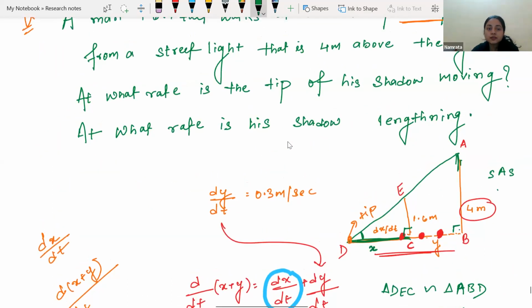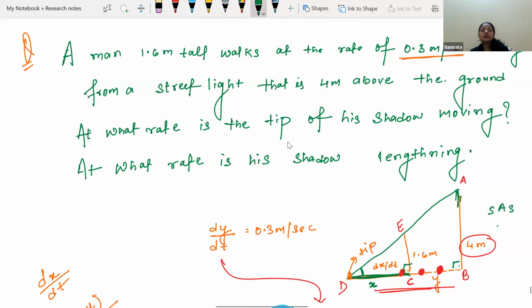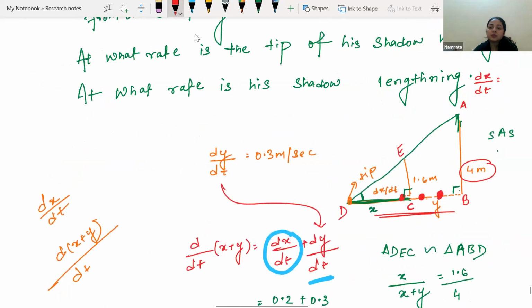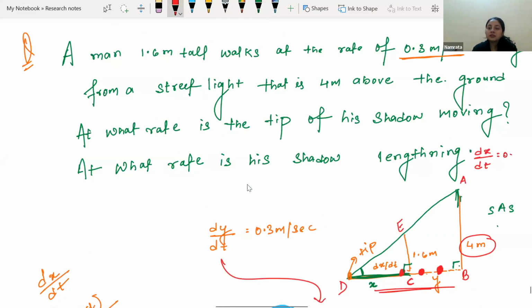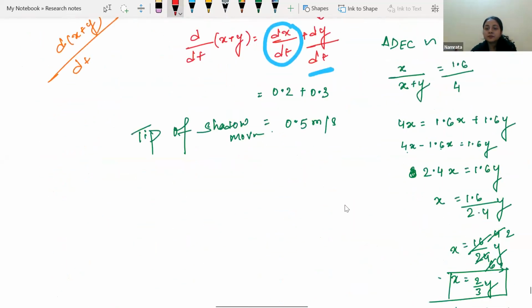We have to do the next part also. At what rate is his shadow lengthening? This is talking about the length of the shadow, which we have assumed as x. So the length of the shadow is changing at the rate of dx dt, which we have already found, 0.2. So the length of the shadow is increasing at the rate of 0.2 meter per second. Is it clear to everyone?